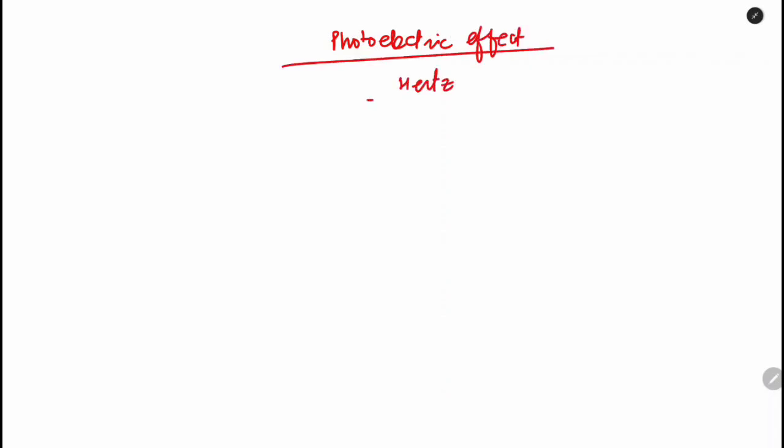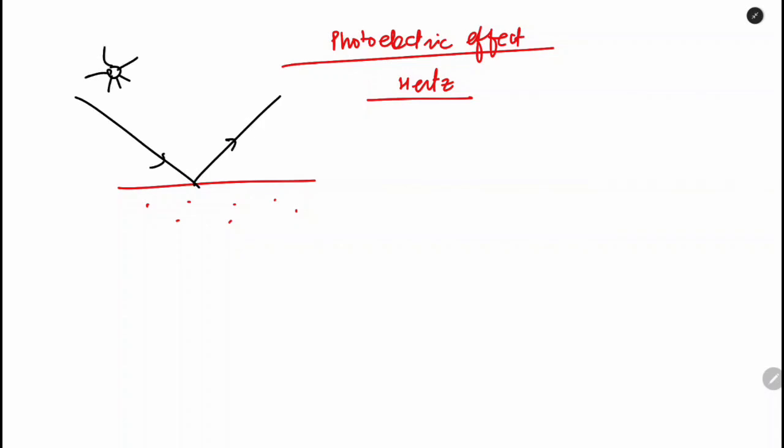During this time there was also a particular effect called the photoelectric effect, and it was discovered accidentally by Hertz. So what did it say? Let's say this is a polished metal surface, and on it comes sunlight or light, and this causes an electron to eject from it. This is the gross idea of the photoelectric effect.